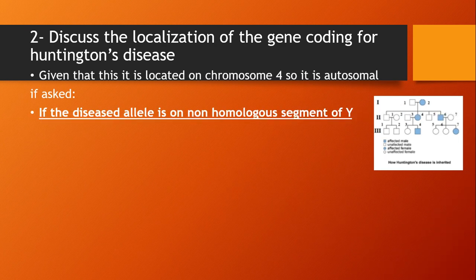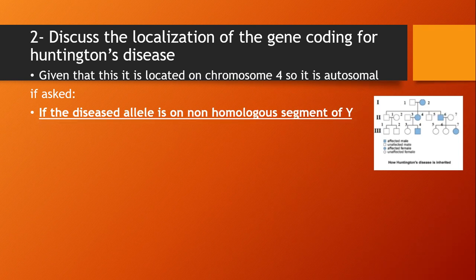is already autosomal. However, if you are asked another type of action verb which requires logical reasoning, then you're supposed to refer to the pedigree in order to deny that it is on the non-homologous segment of Y, or on the non-homologous segment of X, or on the homologous segments of X and Y, to prove that it is autosomal. But for this part, for this discuss action verb, the answer that it is located on chromosome number 4 obtained from the given is surely enough.